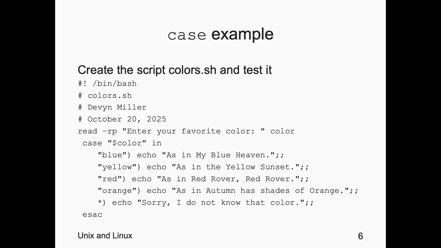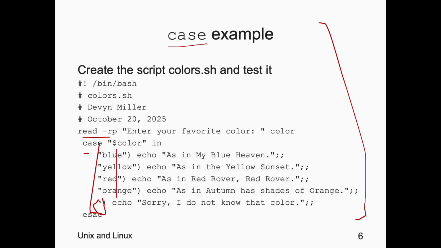And then finally, here's a little bit more of a complex example, which is that we use read -rp to prompt the user for their favorite color. Then we open the case statement and have these conditions based on what the user puts in. And then here is our default, which is that asterisk. And we'll say, sorry, I do not know that color, if the user gives a color that is not one of these here. And again, we're just using this case statement because it's a lot cleaner than writing 5 different if-else statements.